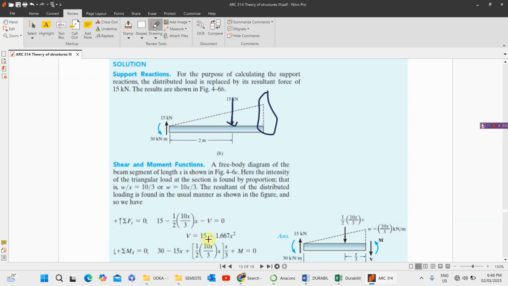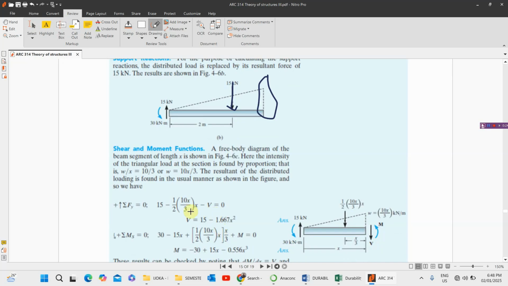So v equals 15 minus, when you do this calculation, taking v here, you have 15 minus 10 times 1, 10 divided by 6, that's 1.667 s squared. Now this is the function that will be representing this shear force here.